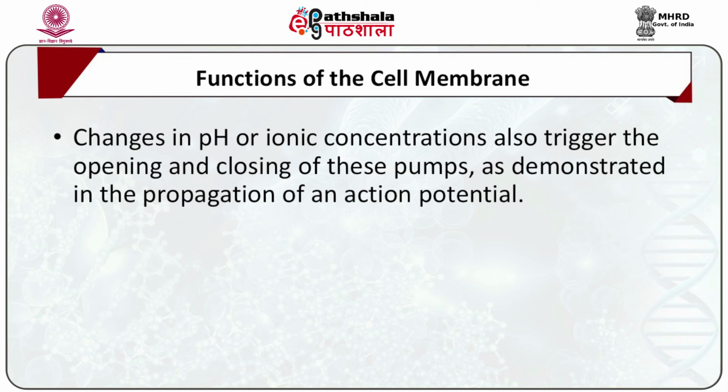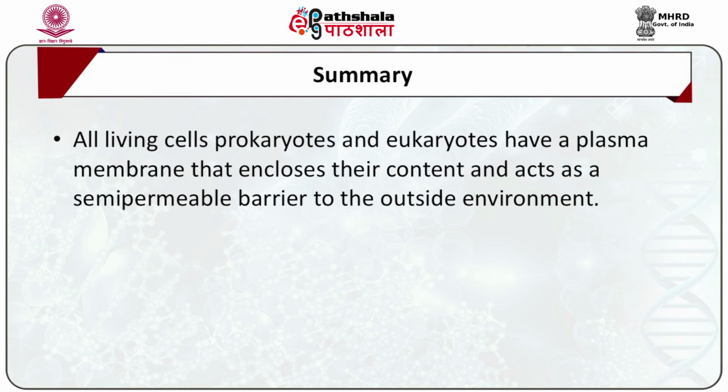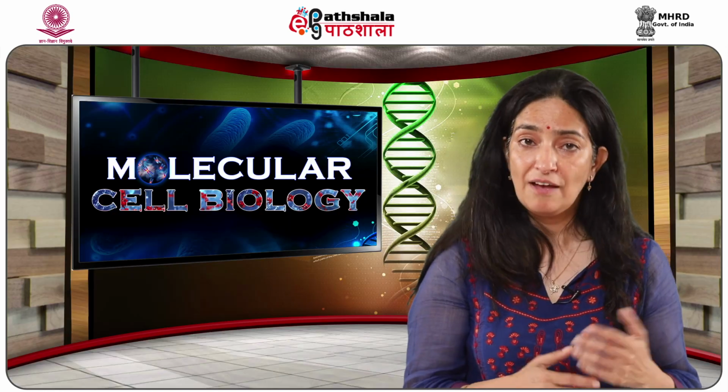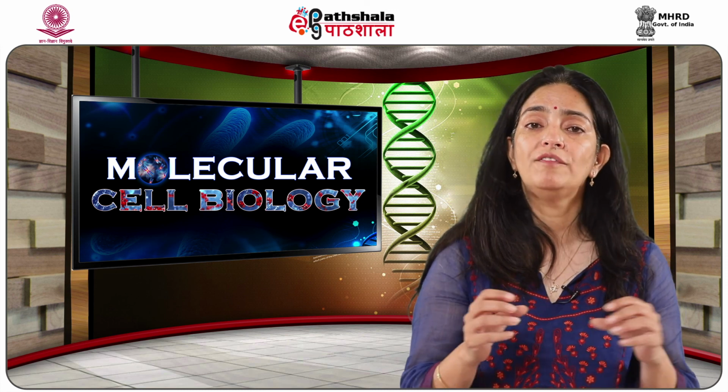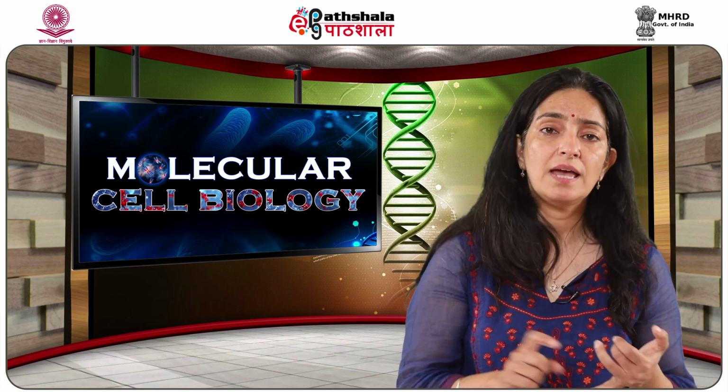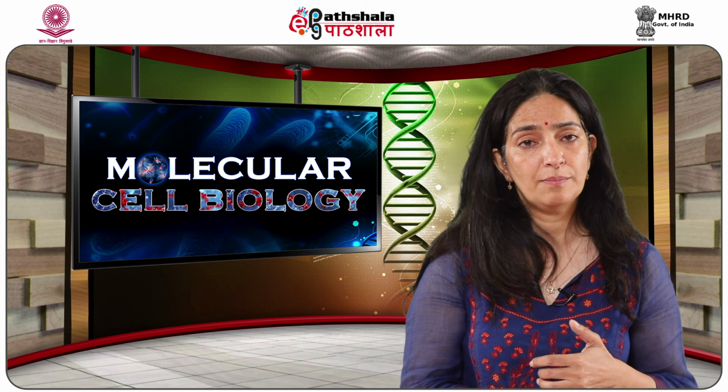So, to summarize, all living cells, prokaryotes and eukaryotes, have a plasma membrane that encloses their content and acts as a semi-permeable barrier to the outside environment. The plasma membrane has a fluid mosaic nature and is composed of lipids arranged in a bilayer and proteins interspersed in between. The lipids are amphiphilic with a polar head and a non-polar fatty acid chain. The proteins are also amphiphilic and are arranged in the lipid bilayer in such a manner that it determines their function. The proteins act as receptors, enzymes, transporters and cytoskeletal support.